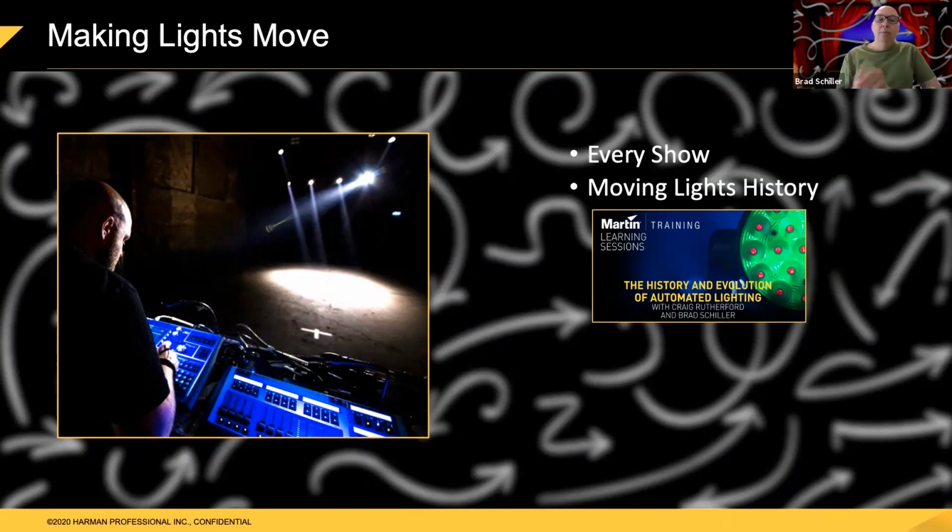If you want to know more about moving light history, there's a webinar that myself and Craig Rutherford presented called The History and Evolution of Automated Lighting. And you can find that on the YouTube channel with all the learning sessions. And in that, we go through a lot of the history of moving lights, and you can understand all the different types of fixtures that have been created, from moving mirrors to yokes to some other things that are out there. And you can learn the history. So check that out when you have some time.